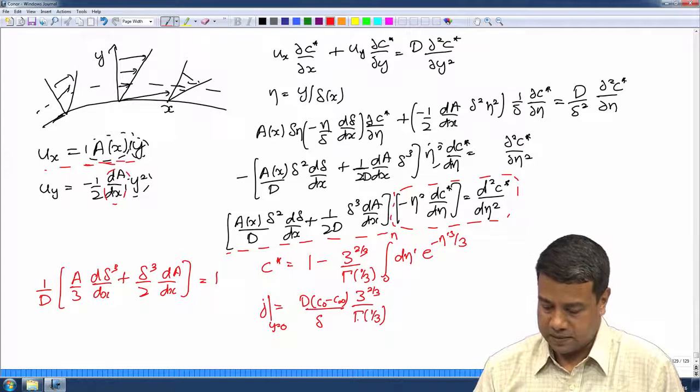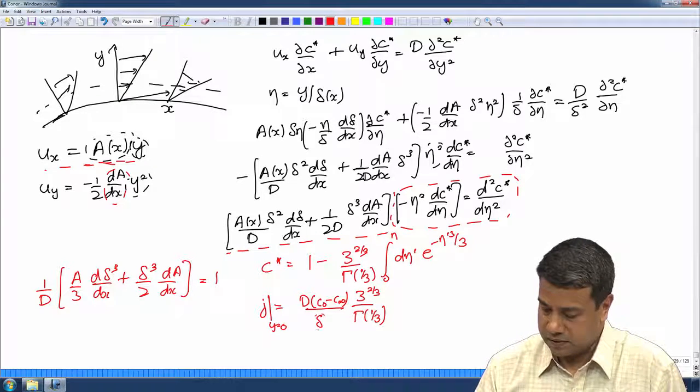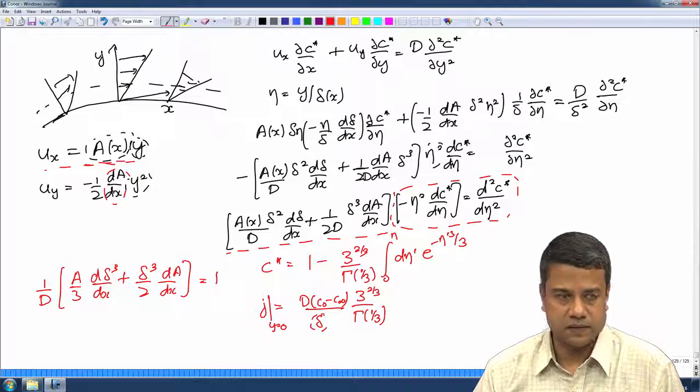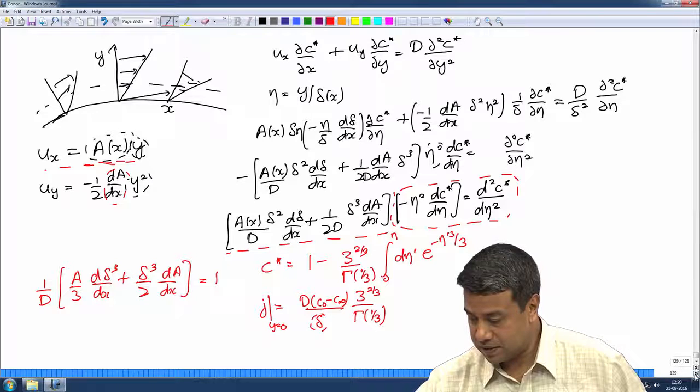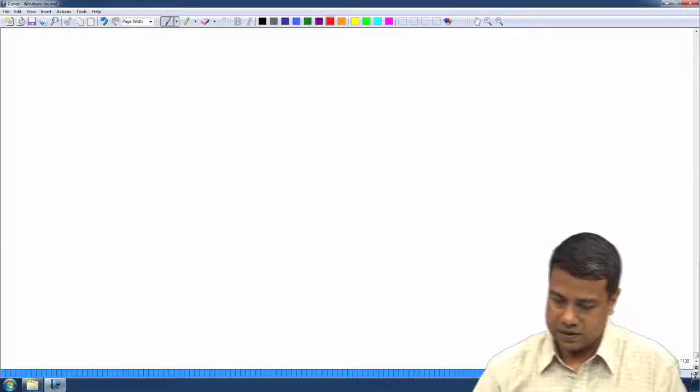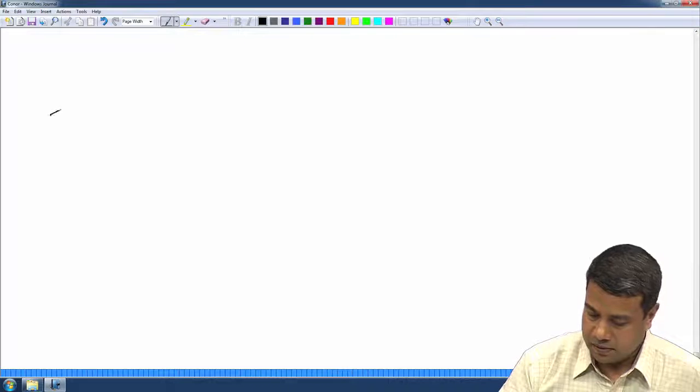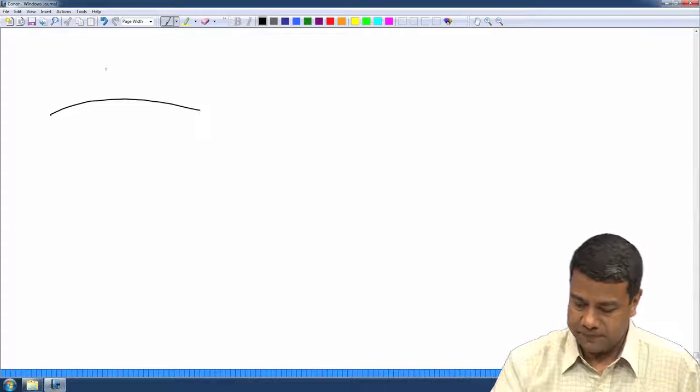That remains exactly the same. I just need to know what delta is in order to solve for the flux for individual configurations. So, that is the reason we got exactly the same result for all problems involving a no slip condition at the surface. What about problems involving a slip condition?